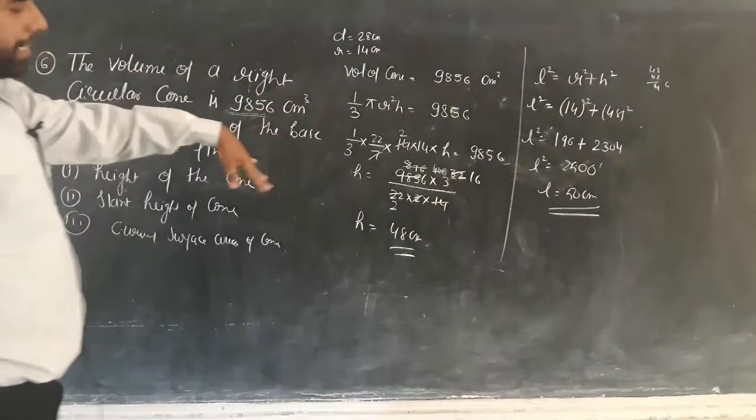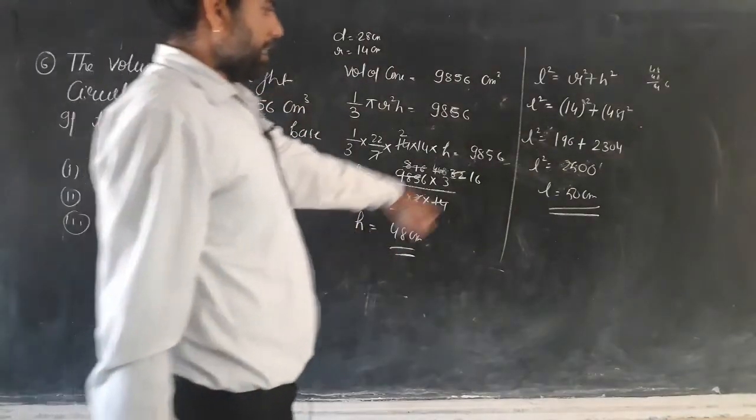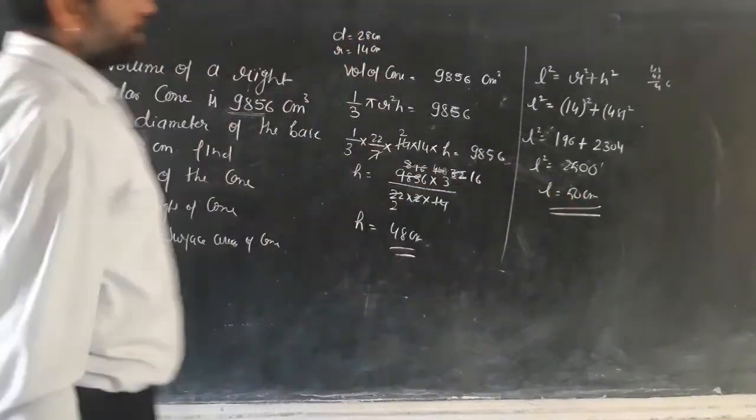First we find the height. Height is equal to 48 centimeter. Second we find the slant height. Slant height is equal to 50 centimeter.